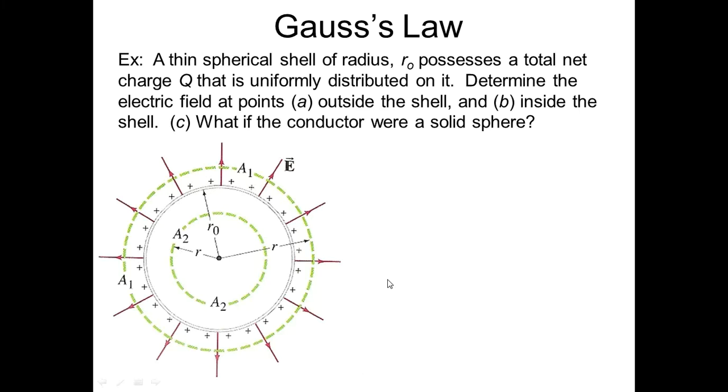Okay, so part A, we're going to try to figure out what the electric field is outside this shell. Well, the first thing I have to do is draw a Gaussian pillbox that mirrors the charge distribution. So here we have a sphere, so I'm going to have to draw a sphere. Be very careful, this looks like a circle, but all of these are three-dimensional, so that's really a cross-section of the Gaussian pillbox.